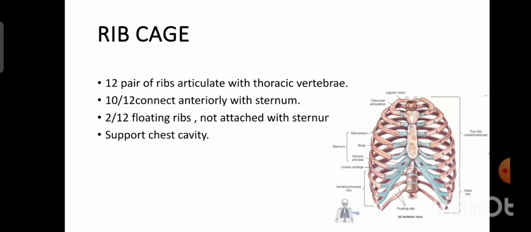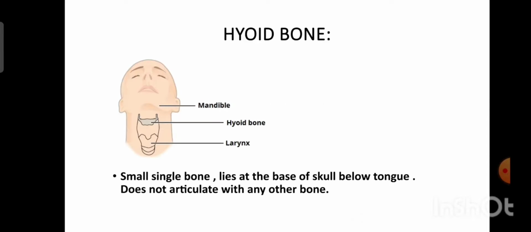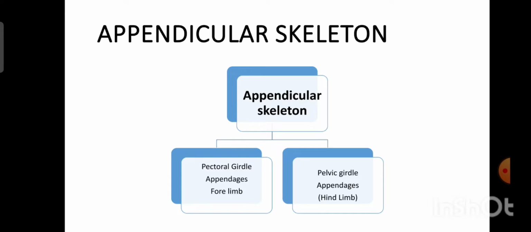7 pairs of the ribs that attach directly to the sternum are called true ribs. The 8th, 9th, and 10th are called the false ribs, as these 3 pairs of ribs are attached to the sternum by means of a common costal cartilage. The 11th and 12th pair of ribs are known as the floating ribs because they do not attach to the sternum. And previously we talked about a hyoid bone. This is a single small bone that lies at the base of the skull below the tongue, and it doesn't articulate with any other bone. Then comes the appendicular skeleton.